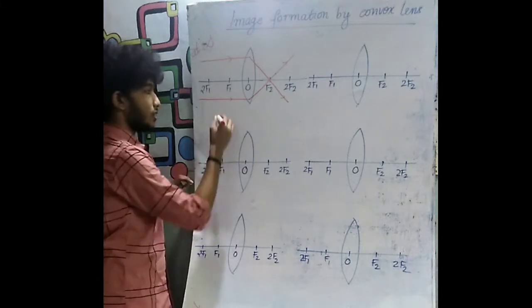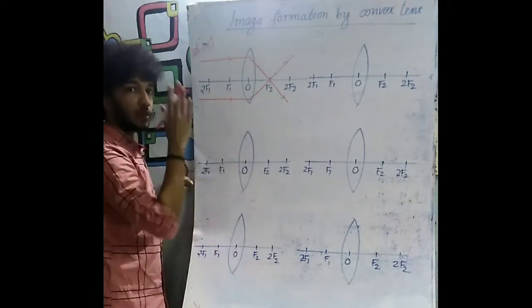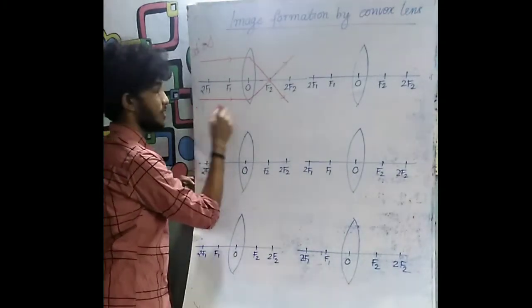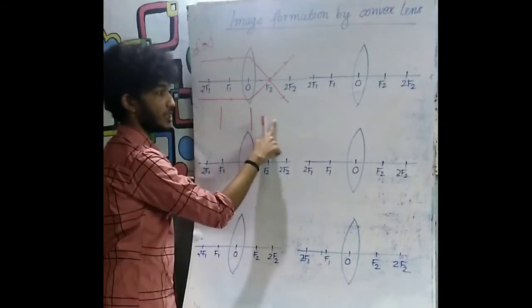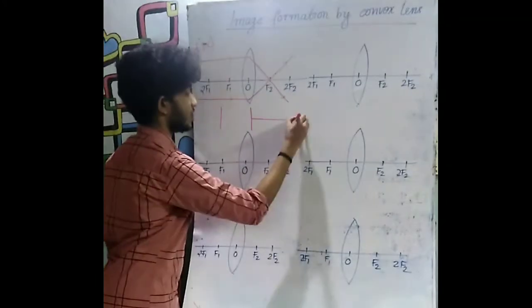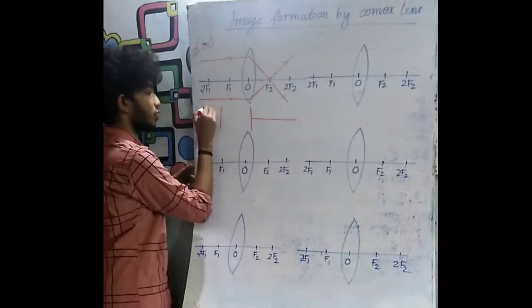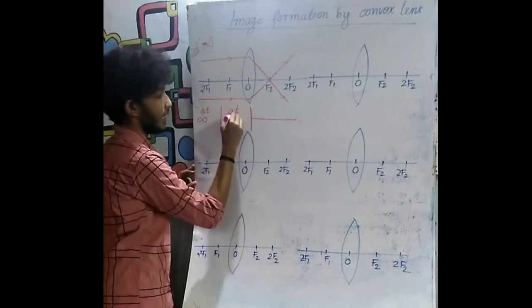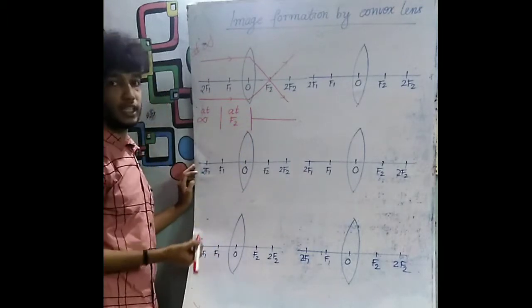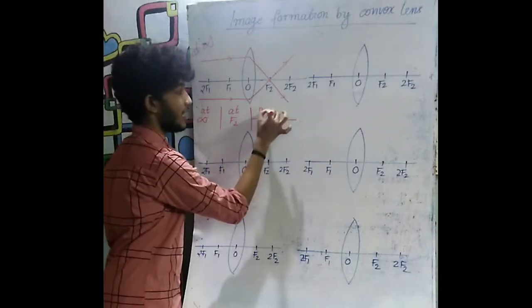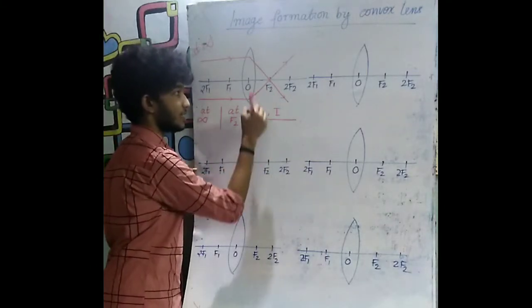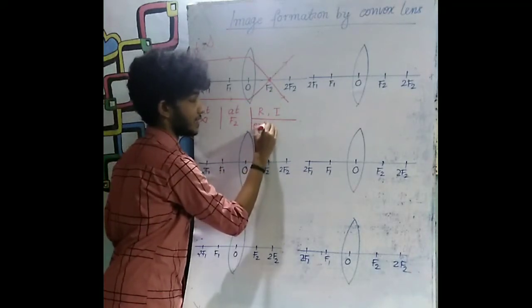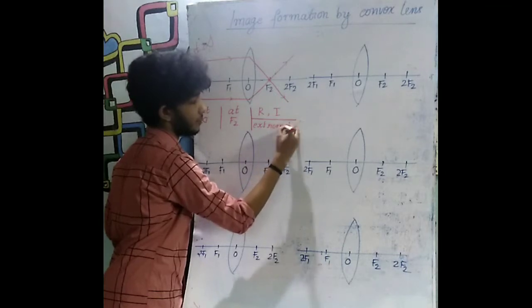Instead of drawing a tabular column, let me draw some bars between them. So here: object, position of image, and the nature and size of the image we shall show here. Where is the position of the object? At infinity. Where is the position of the image? At f2. And what about the nature? The nature is real and inverted, and it is extremely diminished in size. This is the size of the image, a point size. So extremely diminished in size.